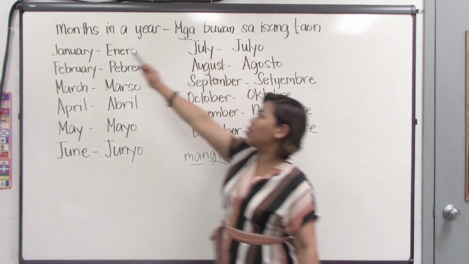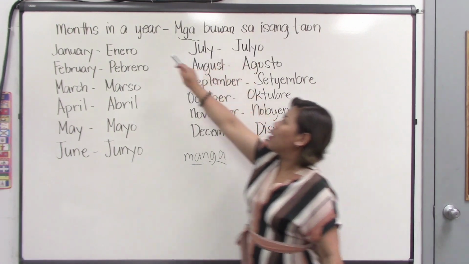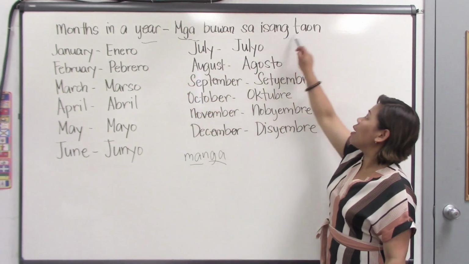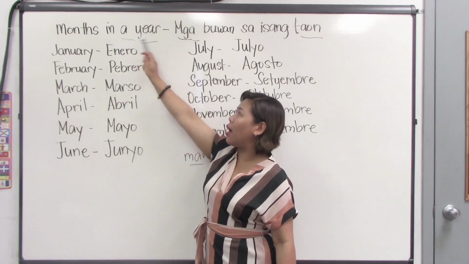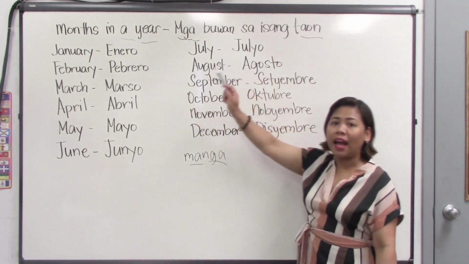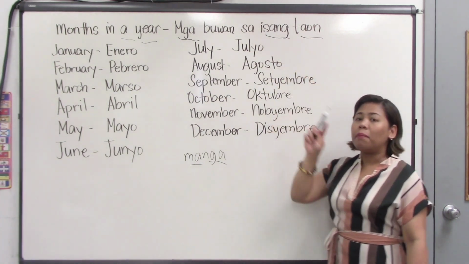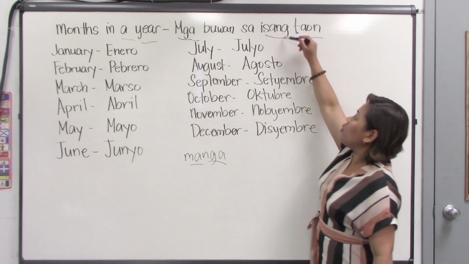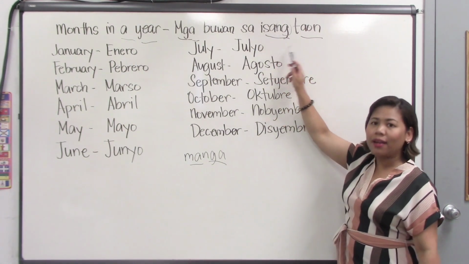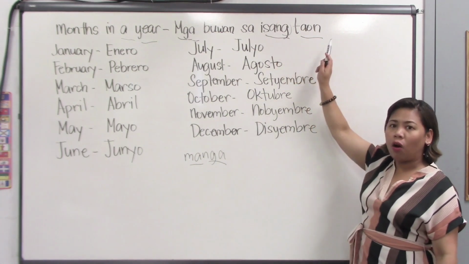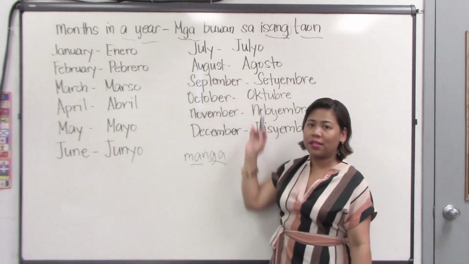So buwan is month. Months is mga buwan. Year is taon. Now you have an article a here. It means singular, a year. Then we also have that equivalent, but we use the word for number one. So isa. And we use a connector. I discussed this in the previous lesson. So isang taon. Isa means one, taon means year. So mga buwan sa isang taon, or months in a year.